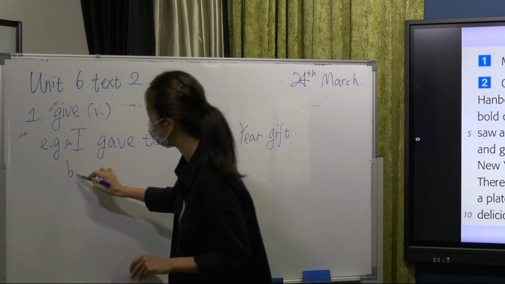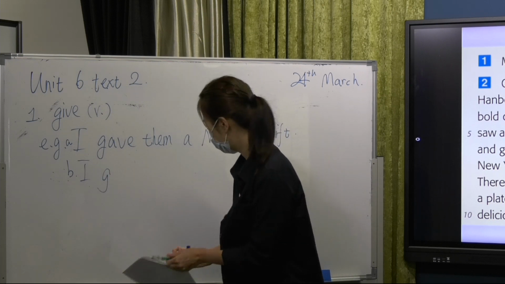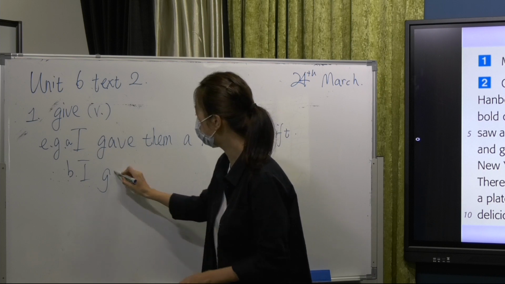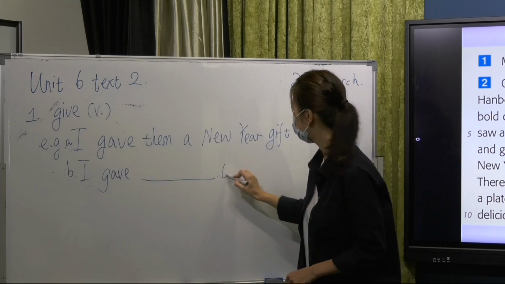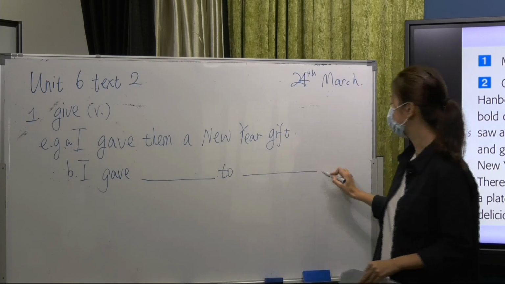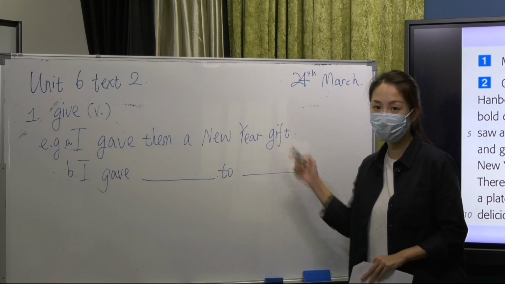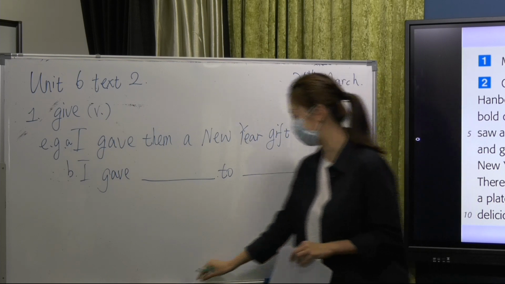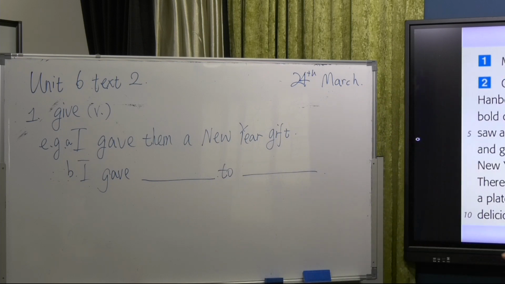But if I change it to type 2, I gave something to somebody. If I use sentence A to write sentence B, so how can I fill in these 2 blanks? Okay, I'll give you 5 seconds to think about it. Okay?